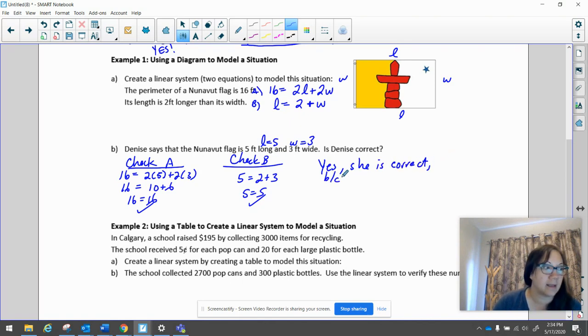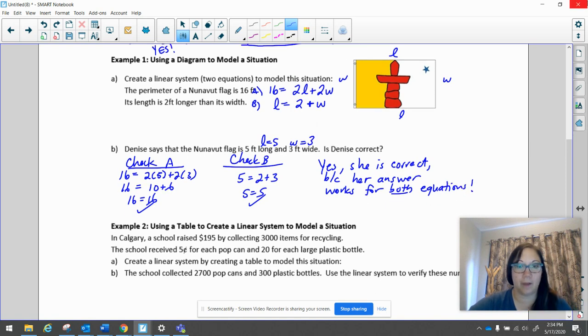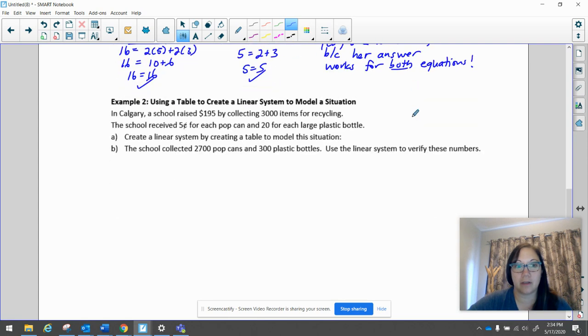And that is because her answer works for both equations. If it only worked for one, that means it's not the solution. If it works for neither, it's definitely not the solution.